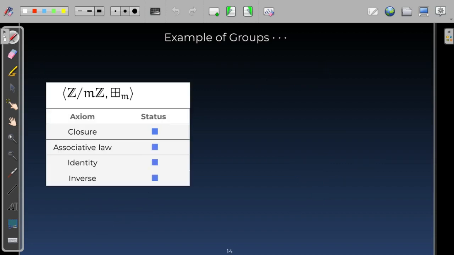Next we are going to see, this is a general result, that under modulo M addition you are going to have a group. It's going to satisfy all these properties: closure, associative, identity and inverse. But under modulo P multiplication, it's only going to be a group if P is a prime number.